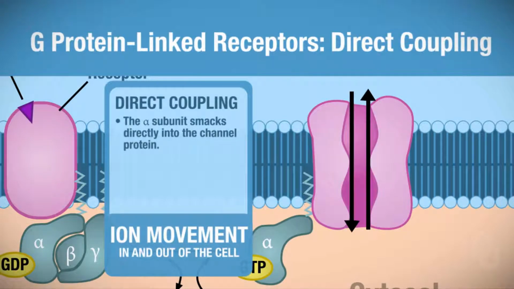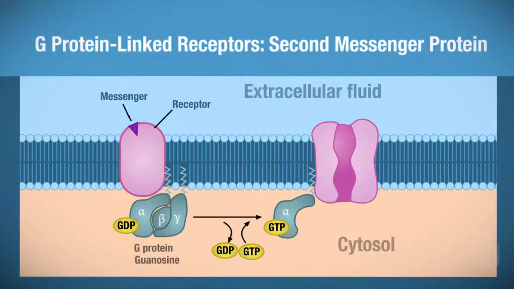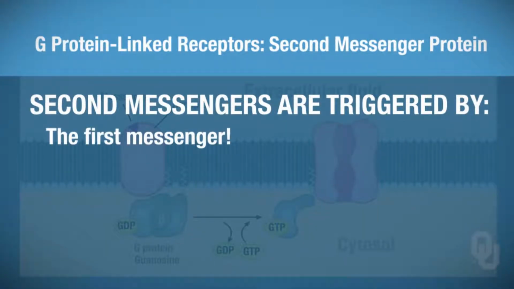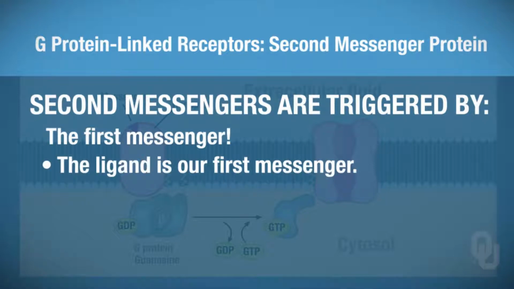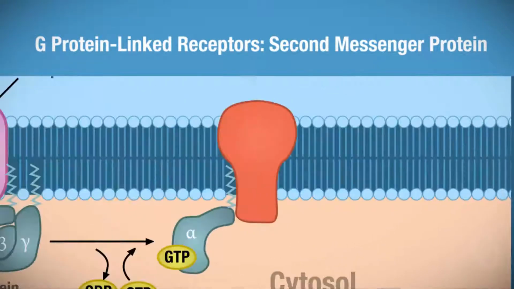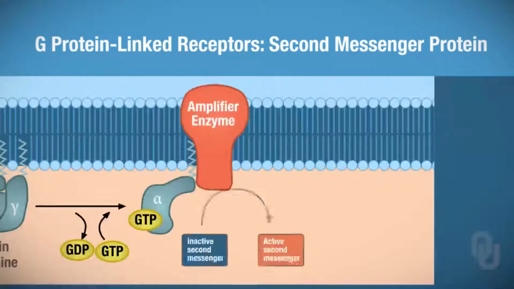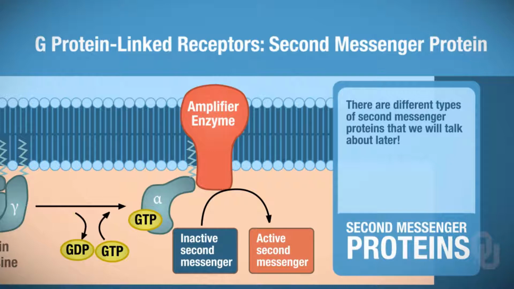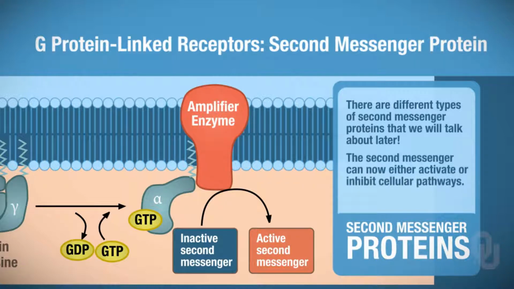Then we have the second messenger system, which is also G protein linked. We're going to look at this from a broad perspective first. Second messengers are triggered by the first messenger, that's what the ligand is, and that activates your G protein. Nothing different so far from direct coupling, but now this is where things differ. The G protein is going to activate the amplifier enzyme, and when the amplifier enzyme is activated, that's going to activate a second messenger. There are different types of second messengers that we'll talk about later. The second messenger then can either activate or inhibit cellular pathways.